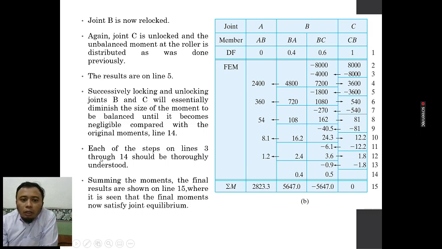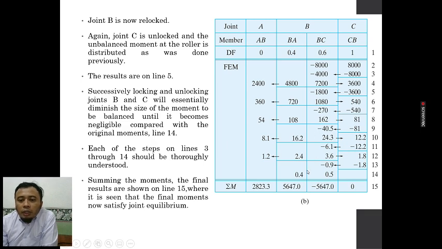Each of the steps from lines 3 to 14 should be thoroughly understood. You need to understand all of it because it is a repetition. Then, summing up the moments, the final results are shown on line 15, where it is seen that the final moments now satisfy joint equilibrium. As you can see here, joint B is balanced, 5,647, which is similar to joint B in member BC, and joint C is 0 moment because it is a roller.